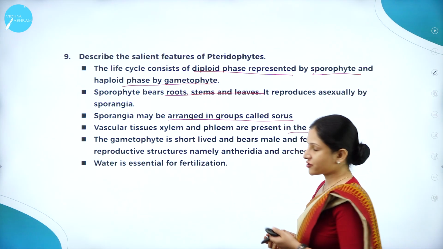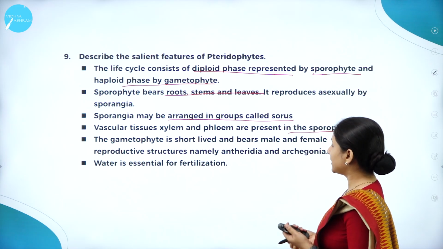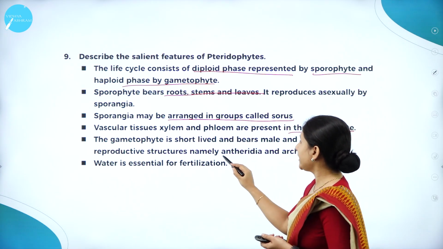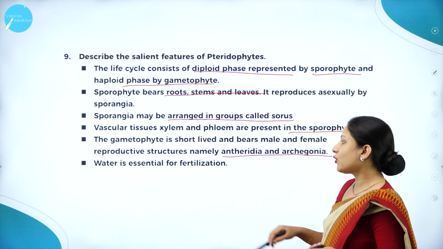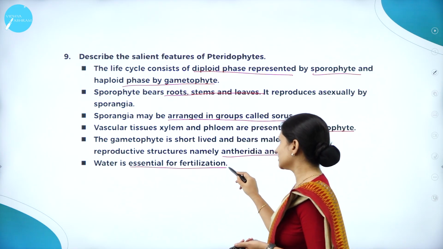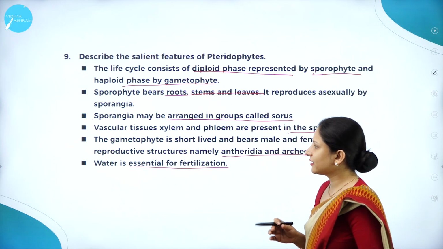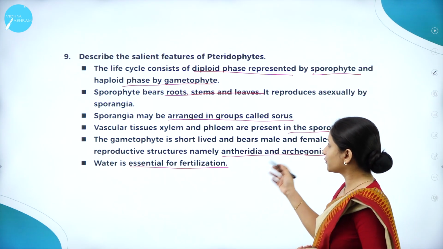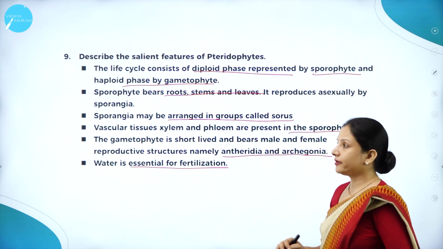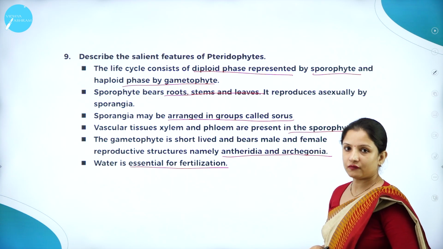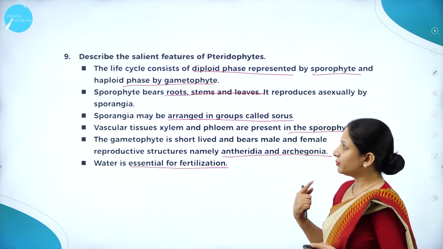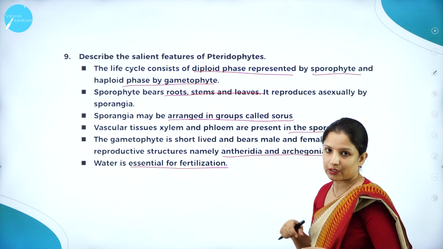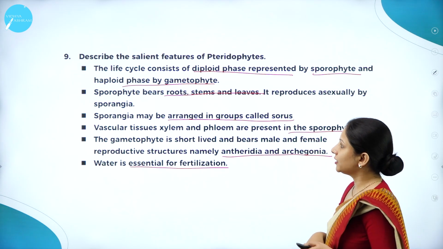And the gametophyte is short-lived and it bears male and female reproductive structures, namely antheridia and archegonia. And water is quite essential for fertilization. And apart from that, they have a free living stage which is called prothallus. That point also you can include here. So these are the salient features of pteridophytes. And also you can include, in the plant body, that the young leaves show circinate vernation, all that you can include.